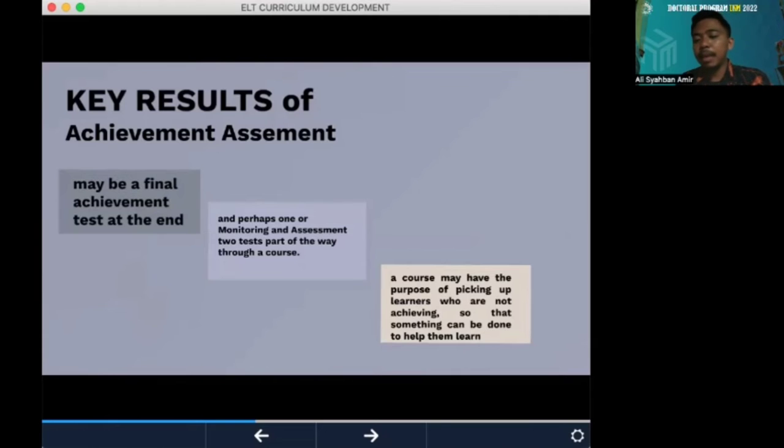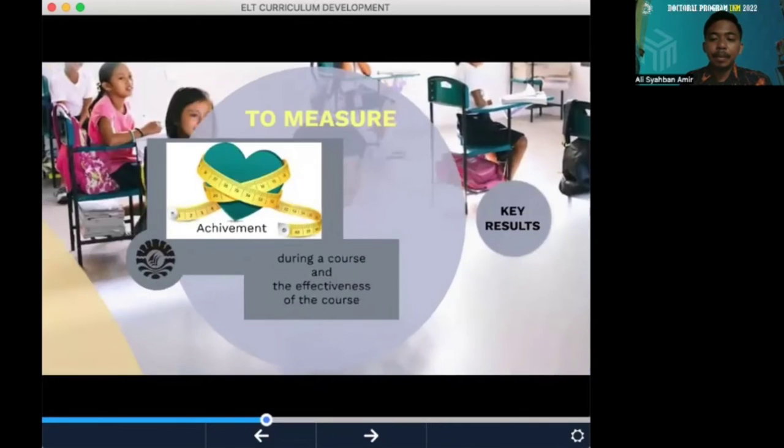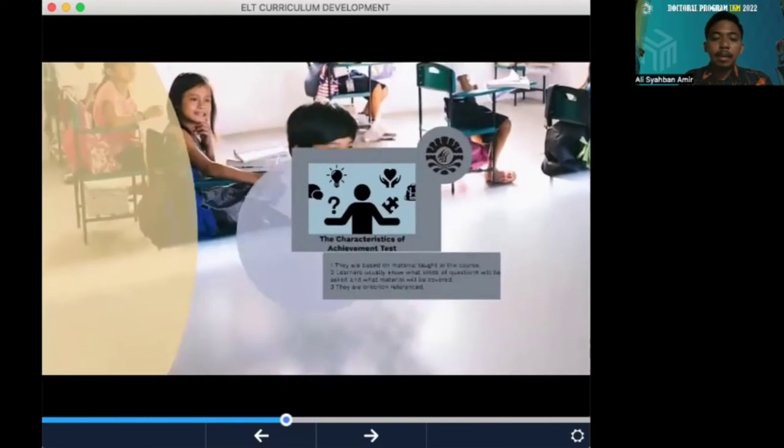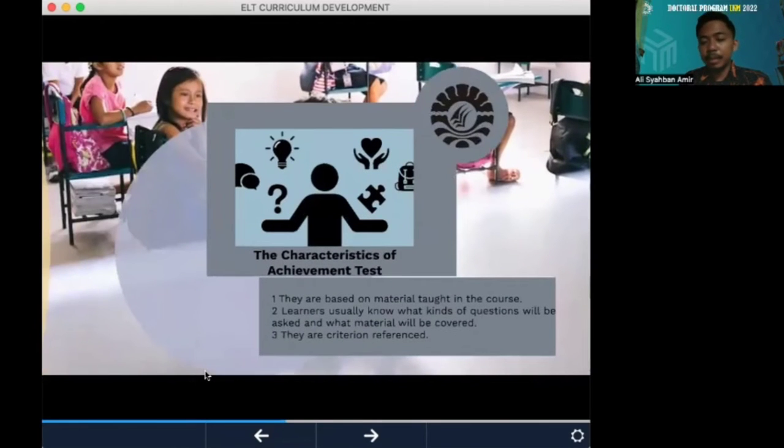And then a course may have the purpose of picking up learners who are not achieving, so that something can be done to help the learners to learn. And the characteristics of achievement assessment: the first is they are based on material taught in the course. This depends on the materials in the classroom, maybe.